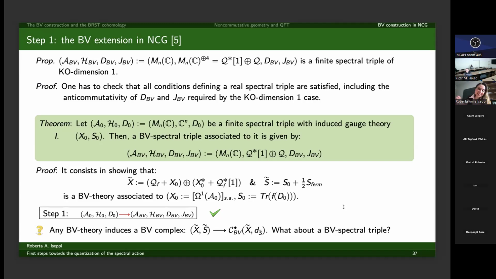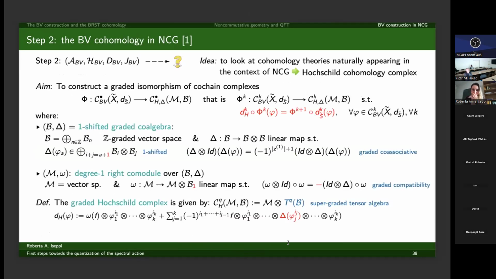Yeah, sorry, it's just the result of indeed proving that this is a good BV spectral triple for our theory. And what I don't have time to tell you is that, of course, one can continue, because as any BV theory induces a BV complex, one wants also to check what happens for the spectral triple. So I can just maybe flash the thing. So, of course, you can have cohomology associated to these BV spectral triples, and this is actually reflecting the BV cohomology. It's a bit complicated.